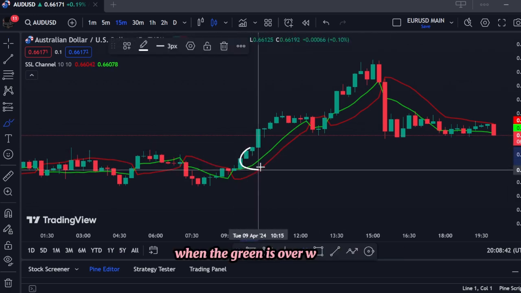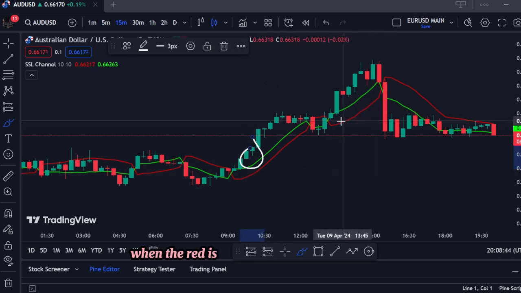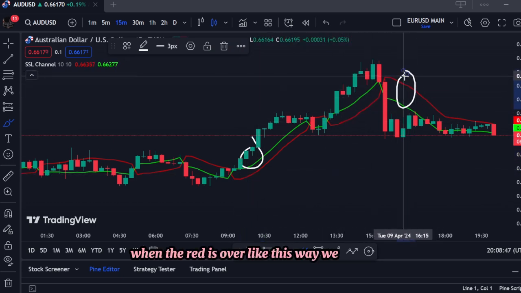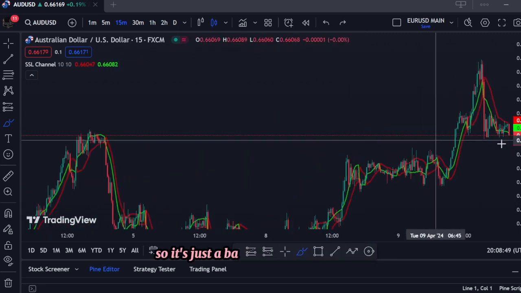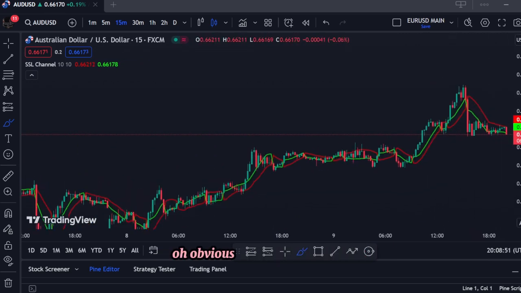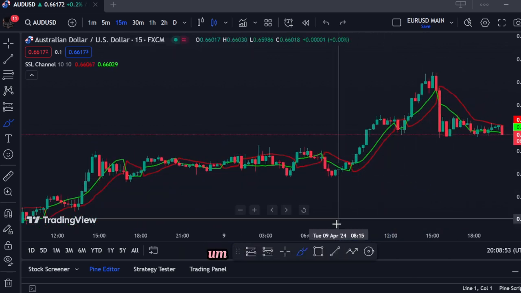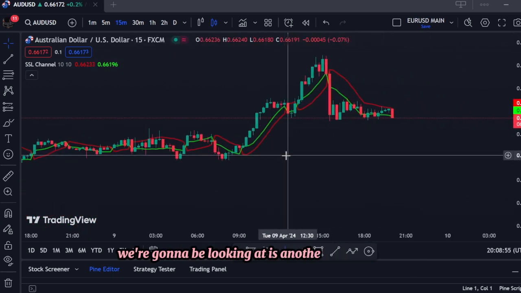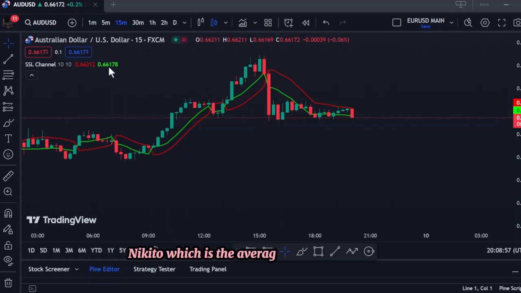But when the green is over, we buy. When the red is over, like this way, we sell. So it's just a basic confirmation indicator. Obviously, don't use it alone. The next indicator we're going to be looking at is another confirmation indicator, which is the average sentiment oscillator.